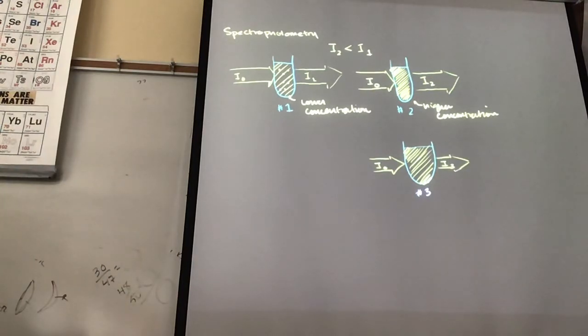What do you think is going to happen? Well, it's the same concentration, but this light has to travel a further distance through that concentration. So once again, it's going to bump into more molecules, and more of it will be absorbed, and so less light will be transmitted. So I2 is less than I1, and I3 is actually going to be the least. If you were looking at these, this has the most light being transmitted, this has a little bit less, and this has the least.